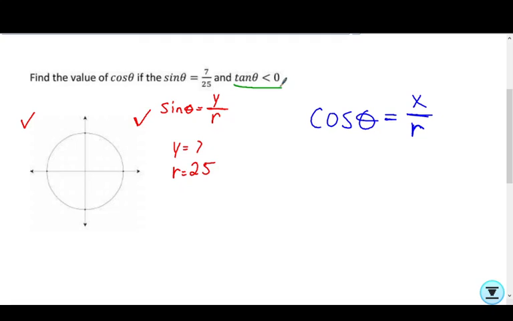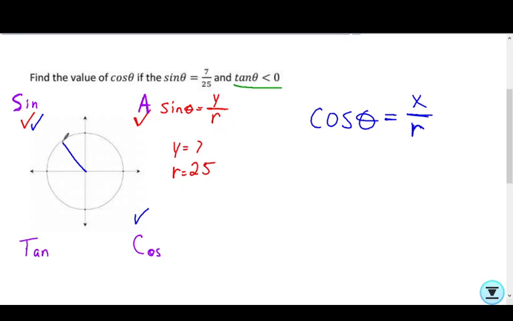Well, where is tangent negative? Well, I gave you guys an acronym. All students take calculus. And that basically tells us which trig functions are positive in which quadrants. So in the first quadrant, all of them are positive. In the second quadrant, only sine is positive. Here, tangent is positive. Here, cosine is positive. Okay? So if tangent's positive in first and third, that means that it is negative in the second and the fourth. So which quadrant is both sine positive and tangent negative? And that's the second quadrant.